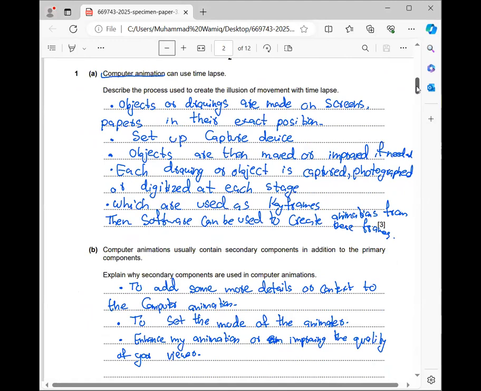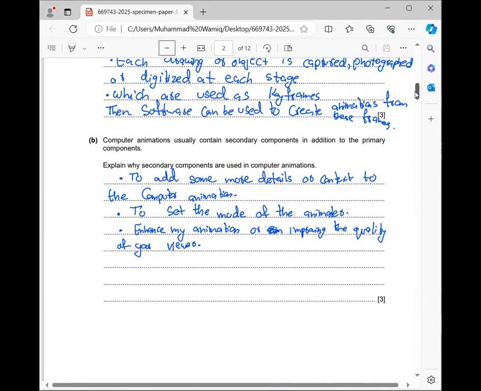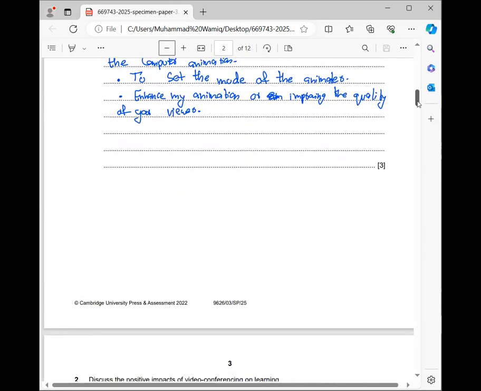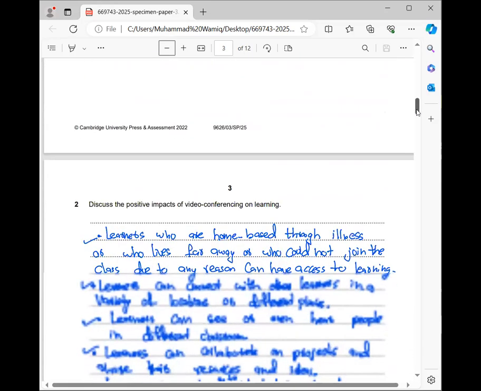We have two objects when it comes to computer animation, and the B part says why secondary components are important. So I have read in this that we usually use these secondary components to bring our objects to life, or if I want to enhance my animation, if I want to improve my quality, or if I want to add more detail, more focus, or if I want to add more efficiency into my scene.